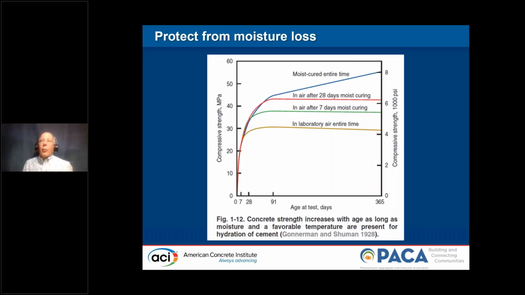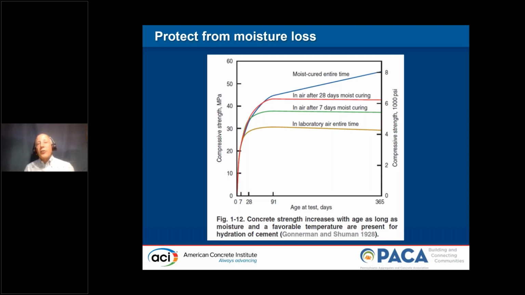Why do we want to protect from moisture loss? Here's a slide I used to discuss the importance of curing with finishers. Let's take one batch of concrete, make a bunch of cylinders from it. Let's test it over a year. Some cylinders will just sit on the floor in the lab. Some cylinders will keep moist all the time. The ones that we keep moist all the time break about 8,000 PSI. The ones that we kept on the floor in the lab, about 4,200 PSI.